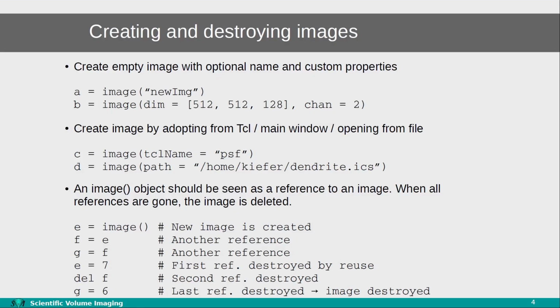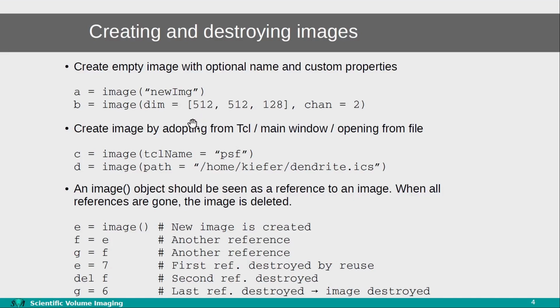Alright, so let's have a closer look at these image objects and how to create and destroy them. There are several different ways of creating an image object, and the simplest way is to simply say something like a equals image, and then in parentheses you can give the name for the new image, and this will create an image and put a reference to it in A, and the title of the image will be this string new image. This string is actually optional. If you don't provide it, you'll simply get an image called default, and then you can use that.